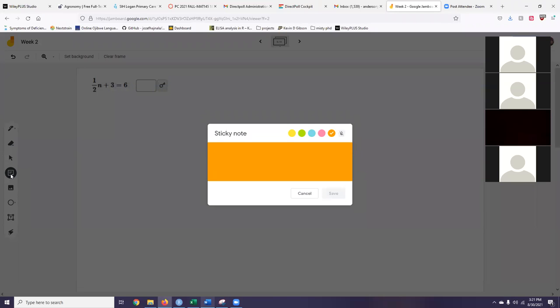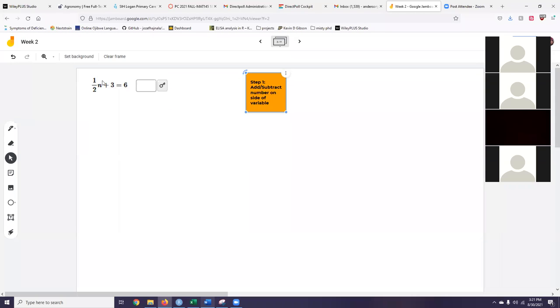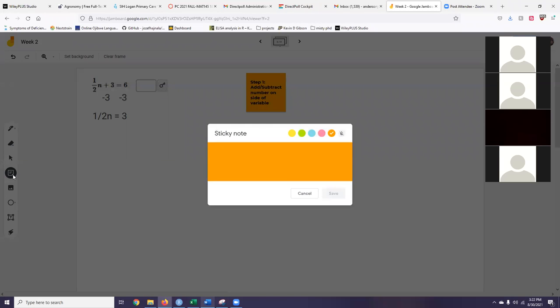So first step as always, we're gonna add or subtract the number on the same side as the variable. So we're gonna get rid of that 3. So I subtract 3 on both sides. That gives us 1/2 n equals 3.